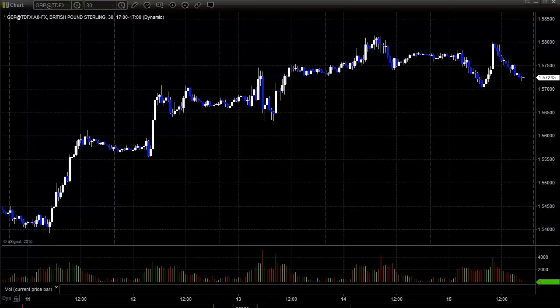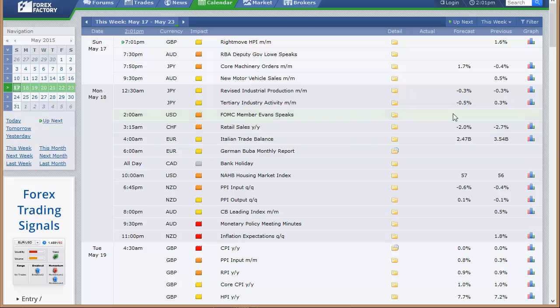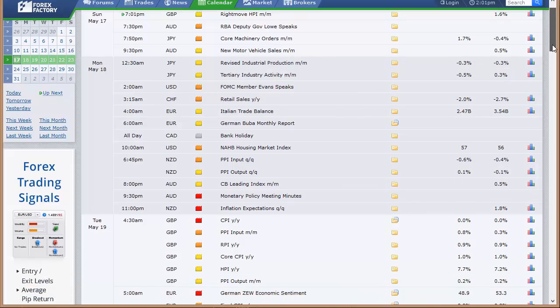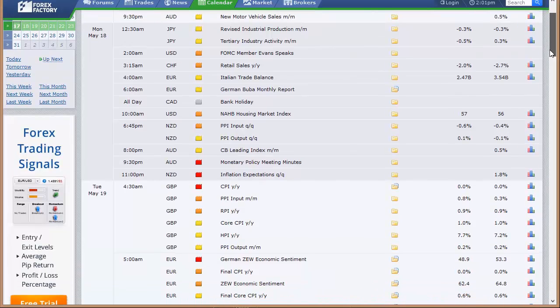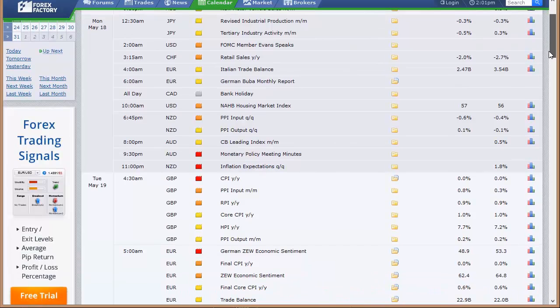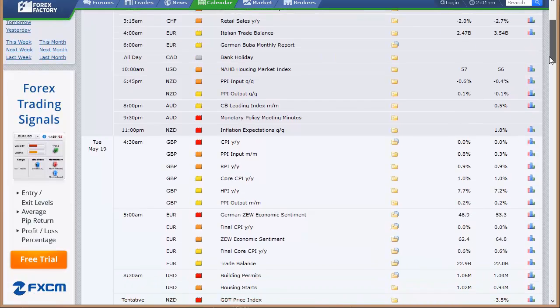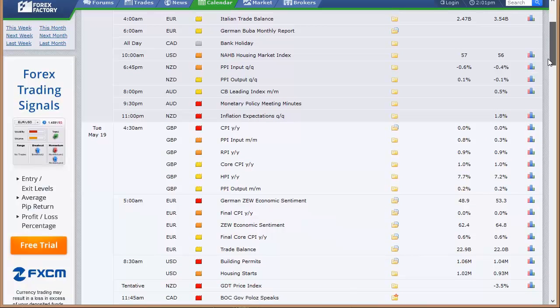Let's talk about the week to come. What do we have for economic data? Starting today, we've got the Rightmove HPI, the Housing Price Index, out of the UK. Australia has a speech. We've got new motor vehicle sales, Japan's core machinery orders and revised industrial production, along with tertiary industry activity. Retail sales out of Switzerland, the Italian trade balance, a bank holiday in Canada to start the week on Monday, and the housing market index here in the U.S.